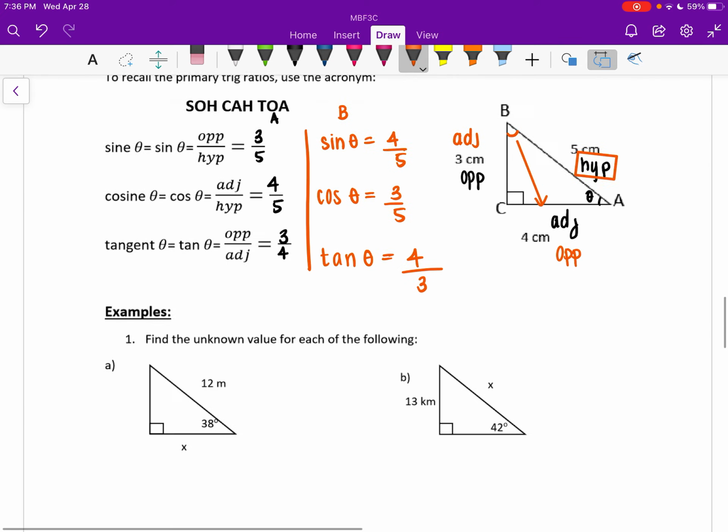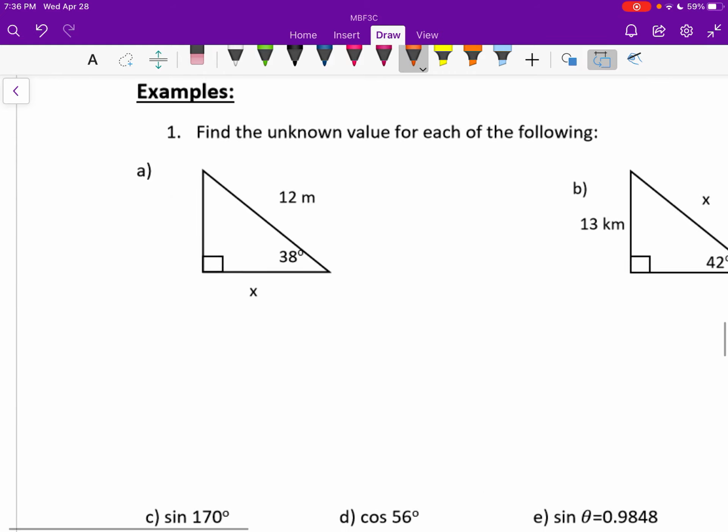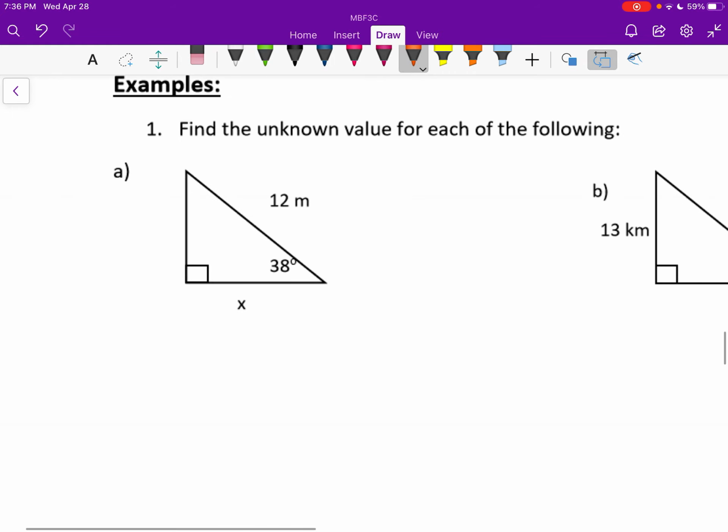All right. So moving on. It says find the unknown value of each of the following. So it's cool, like, yeah, we can find the ratios, but what's the point? This is the point. So when you're going about to solve these problems, the first thing I would suggest is actually go in and say, all right, what are we looking for? What am I actually looking for in this situation?